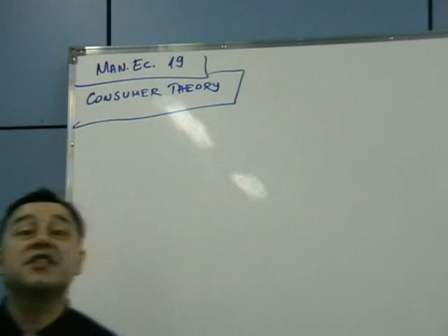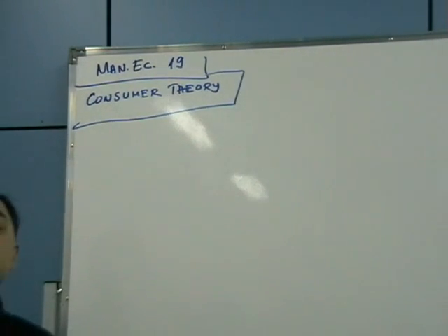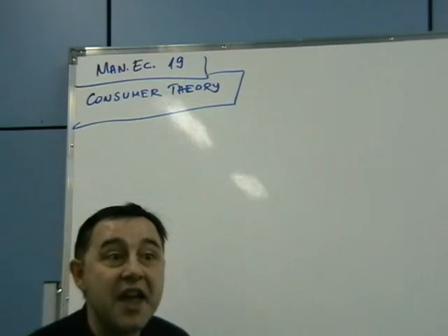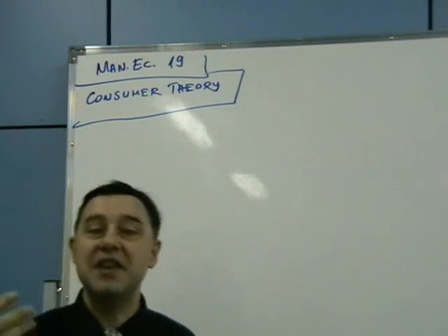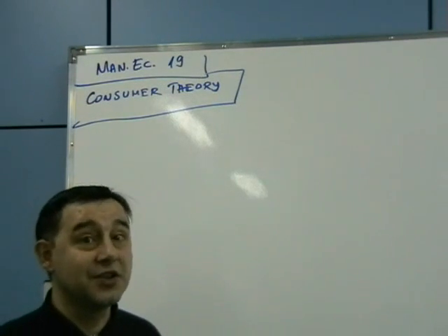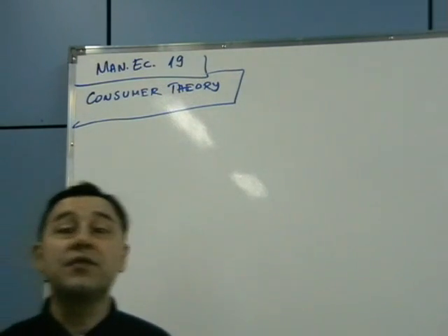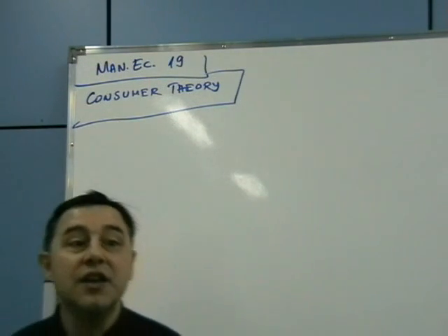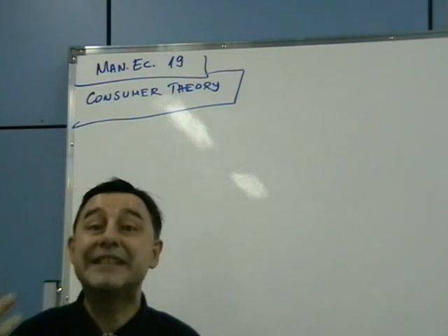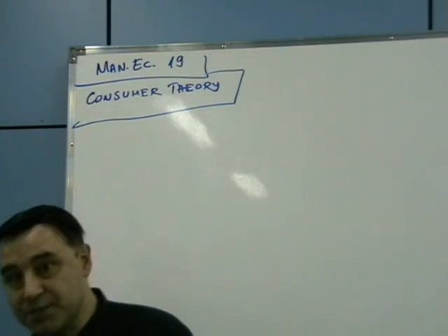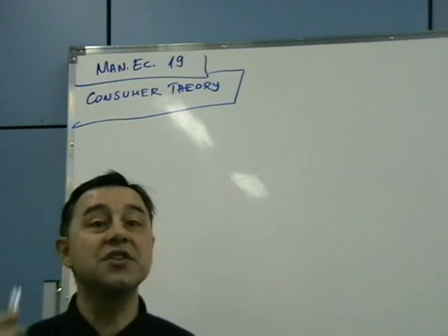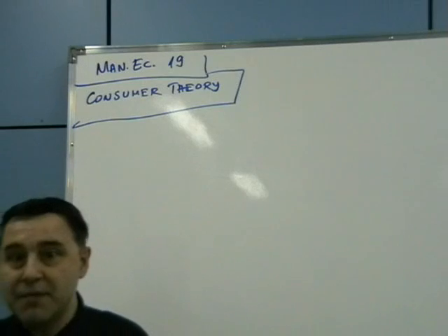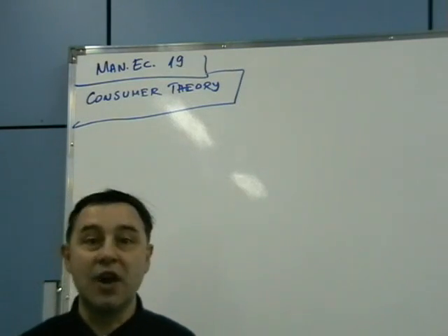Okay, so what is consumer theory? Well, this is an economic theory which attempts to explain consumer behavior. What does it mean to explain consumer behavior? If you remember from lecture number 1, what is economics about? Economics is about decisions. How, in this particular case, consumers make economic decisions. What they buy, at what prices, and what not.